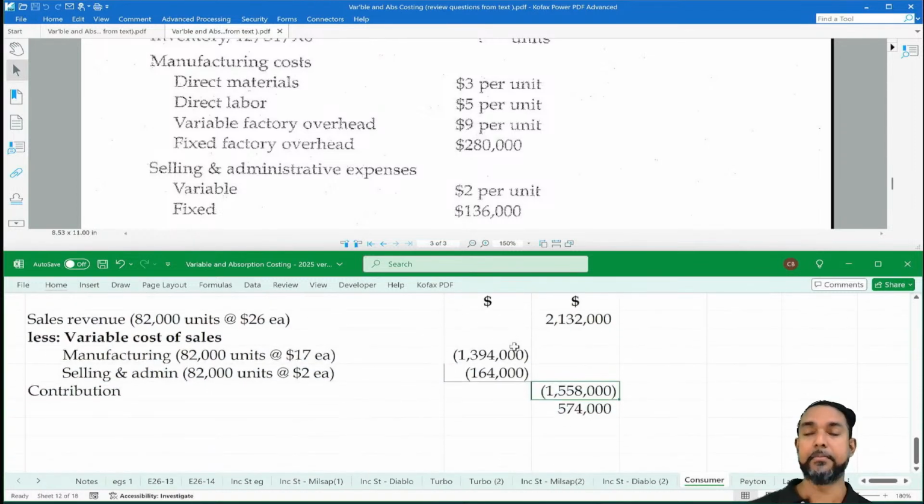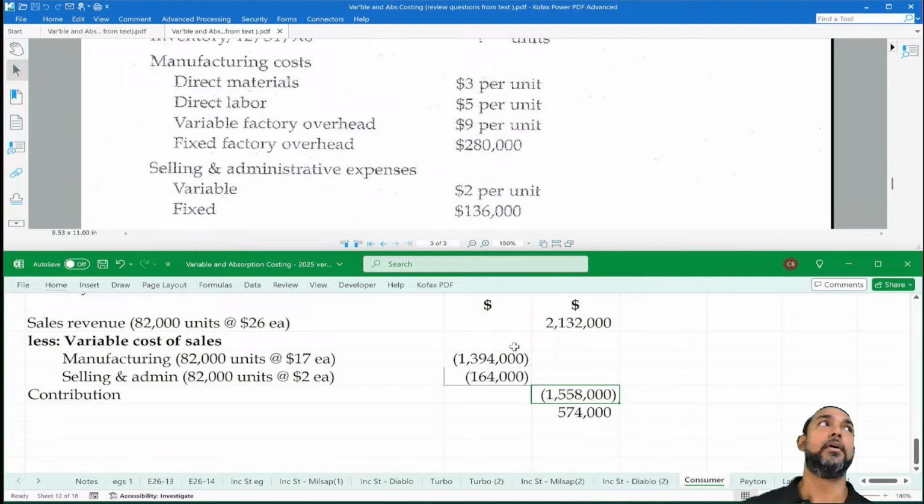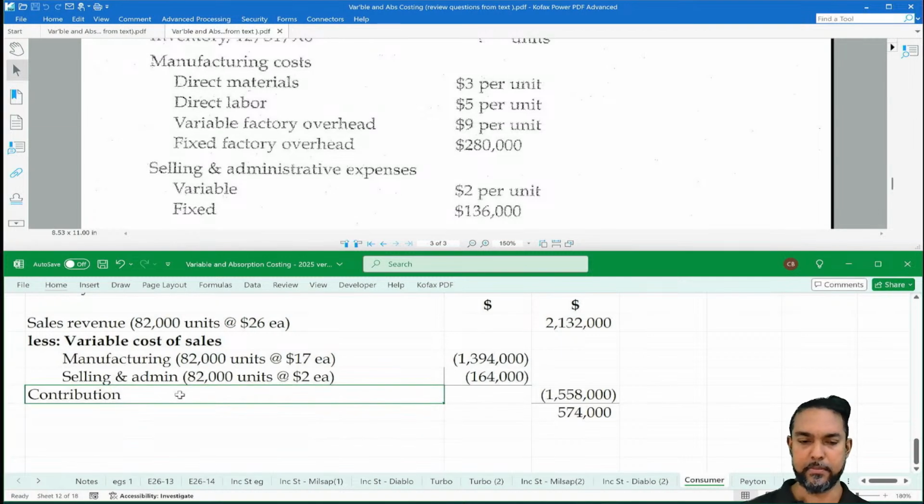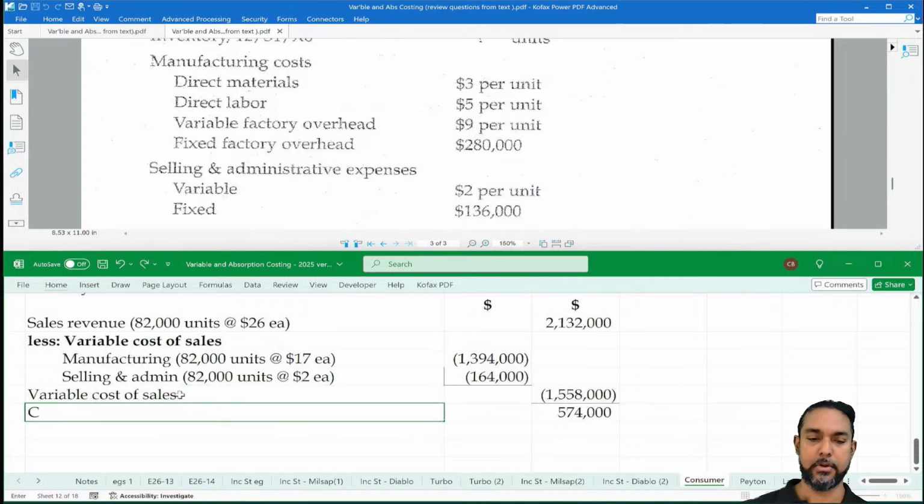Well, like I said, if there are no opening or closing inventories, or if opening and closing inventories are equal, then the variable and absorption costing income statements will have identical gross profit and contribution and net income. No, sorry, net income, just net income. Sorry, this is the variable cost of sales, and this is the contribution down here.